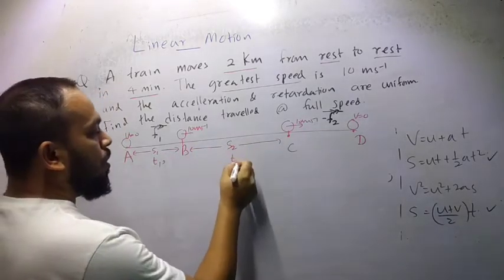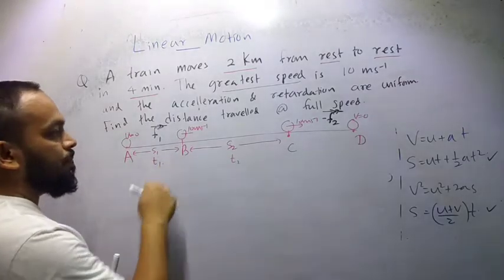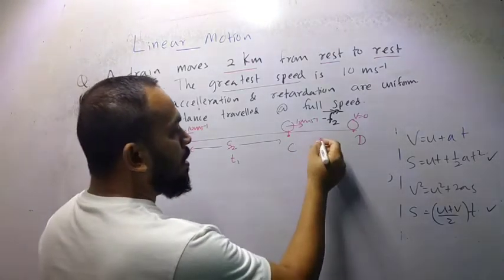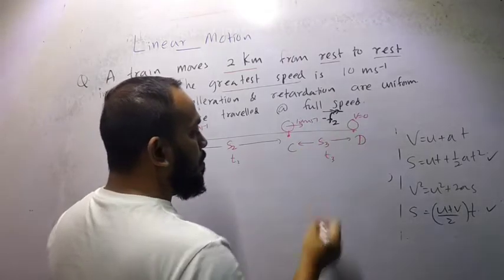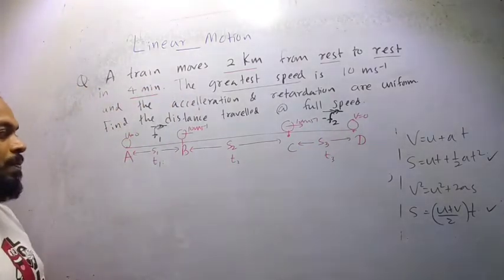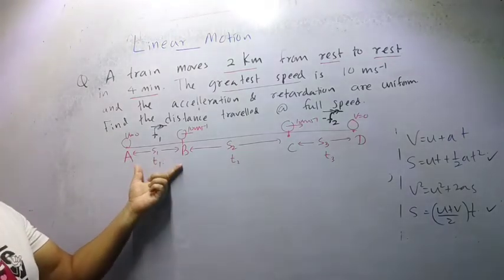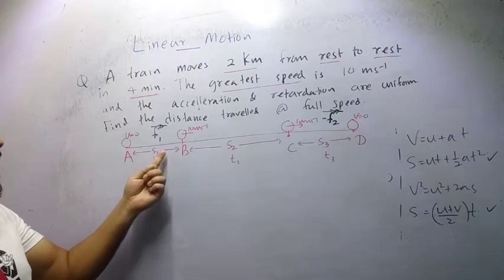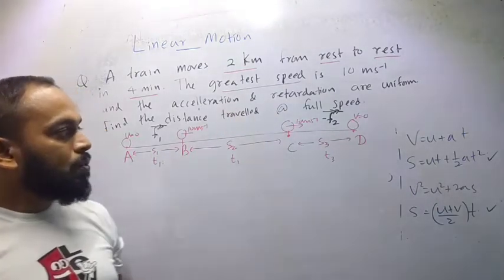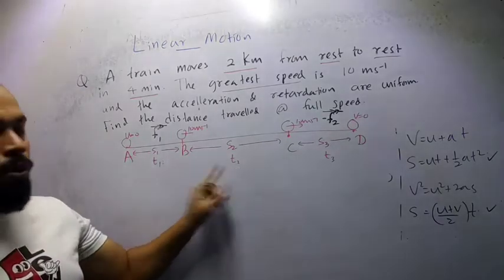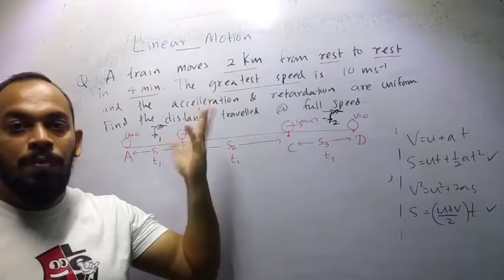We don't know how long it takes to go from B to C. Then C to D, there will be a displacement S3 and time T3. We don't know the time. So we don't know A to B time and displacement, B to C displacement, that is what we have to find, time we don't know. C to D displacement, time we don't know, right?